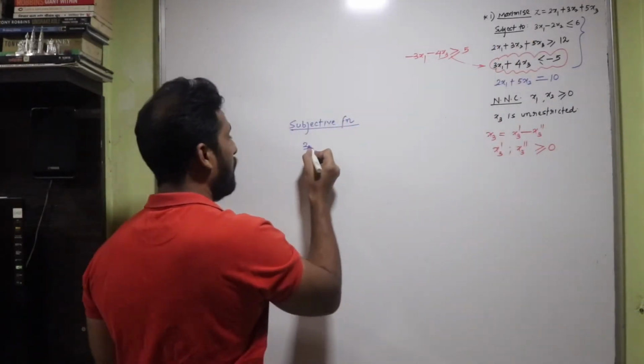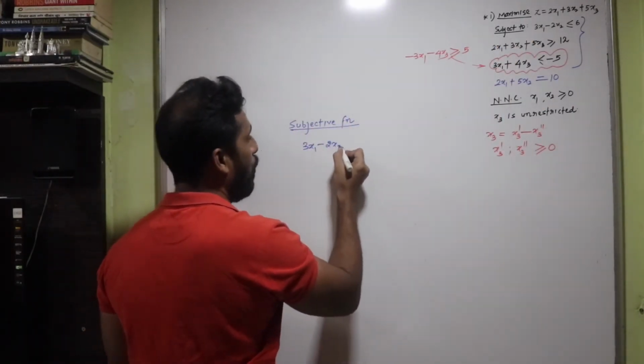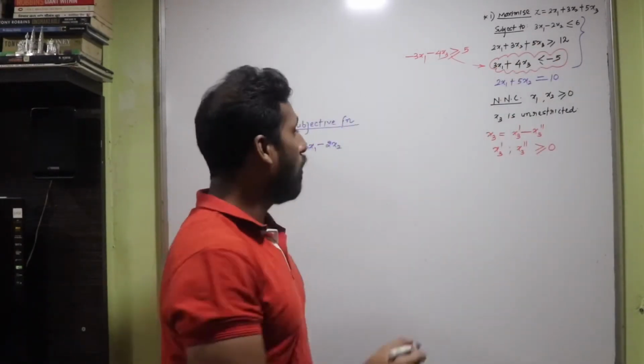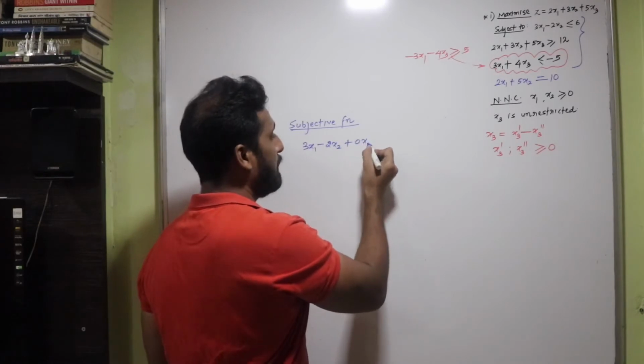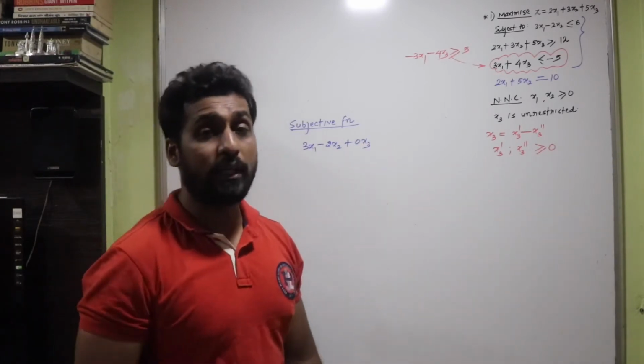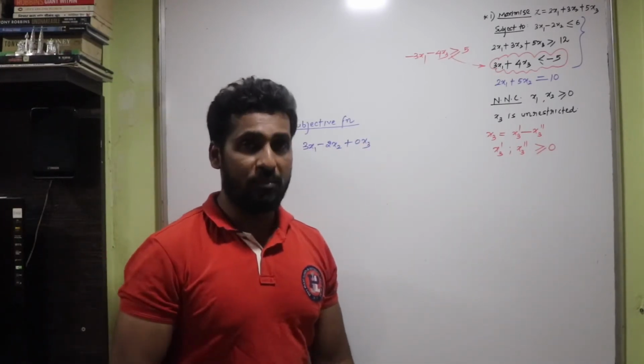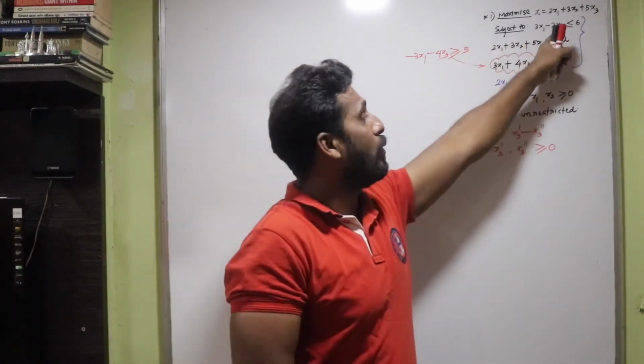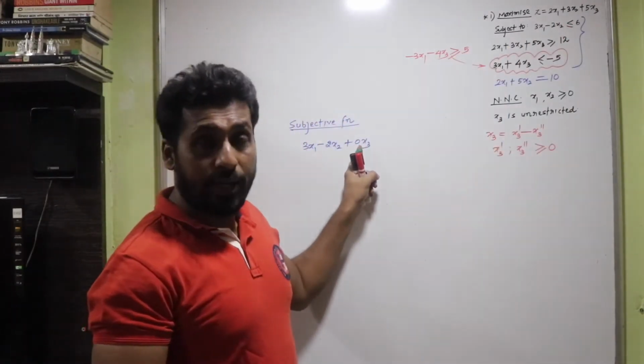3x1 minus 2x2. Since this is the first inequation and there are three variables involved, so I'm going to write plus 0x3. Now this is very important. How many variables are involved? There are three decision variables. So x1 is there, x2 is there, but x3 was not present in the first inequation. So I have put up a variable x3.